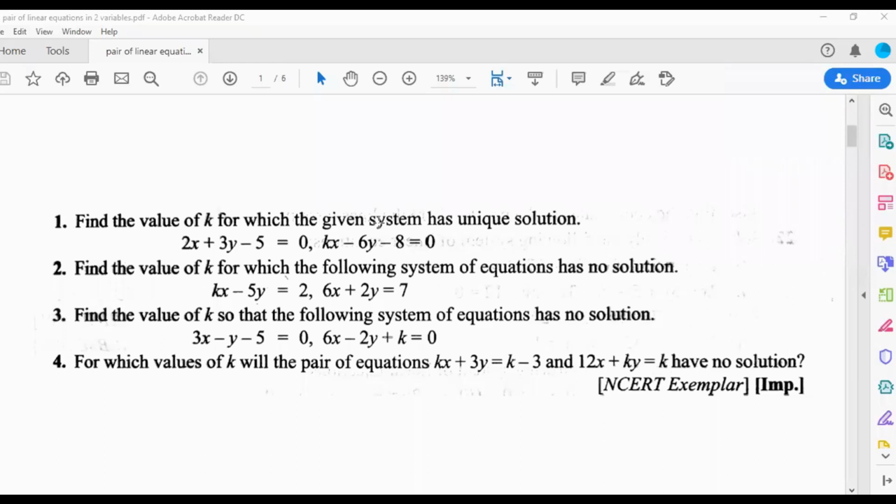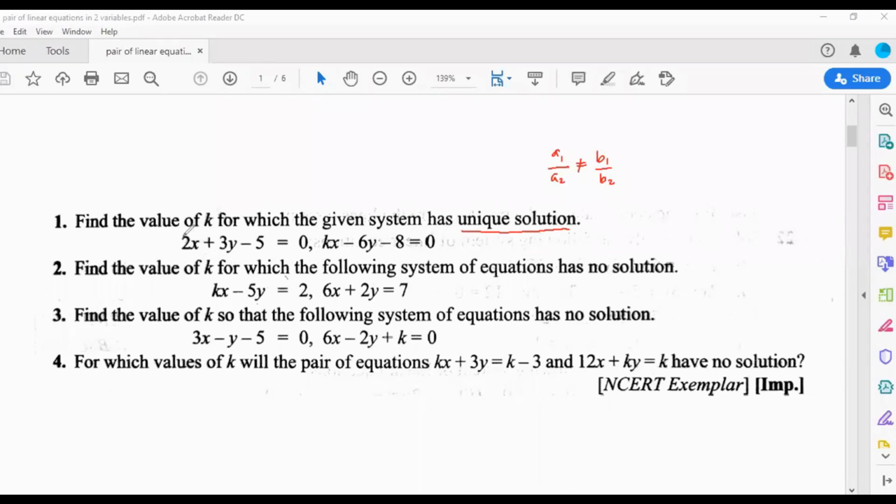The first question. We want to compare A1 by A2. If the system has a unique solution, it means the pair of linear equations is consistent. That means A1 by A2 is not equal to B1 by B2. So for this system to be consistent, that means to have a unique solution, we want to compare A1 by A2 and B1 by B2. They should not be equal.